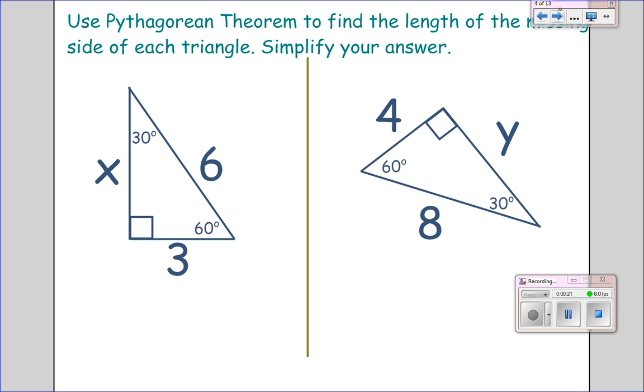So I want you to take a look at these two triangles here, and I want you to use the Pythagorean theorem to find the missing side. So pause the video and try that now.